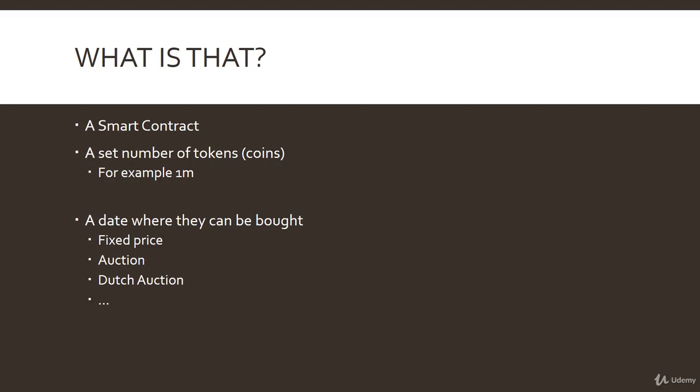Usually there is a set number of tokens or coins available, for example 1 million coins or 1 million tokens, or it can have other functions that increase or reduce the token supply. And if you start an ICO, it usually starts with a very specific date where these tokens can be bought, either for a fixed price or for an auction or a Dutch auction. A Dutch auction is where the price is getting lower over time.